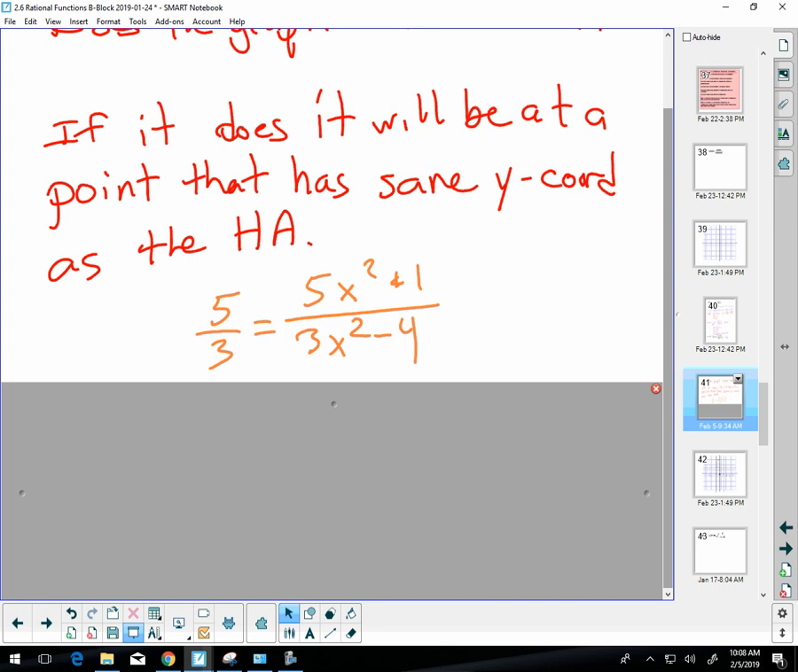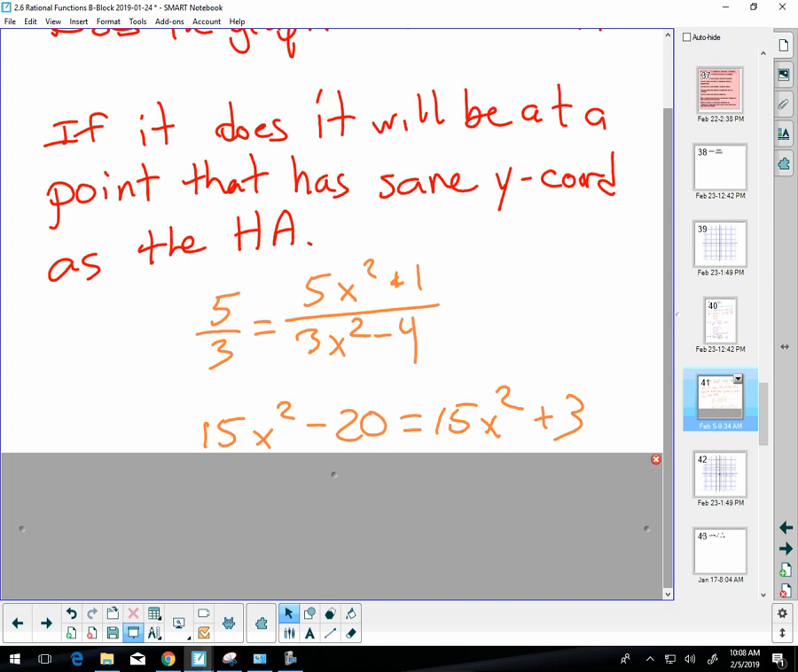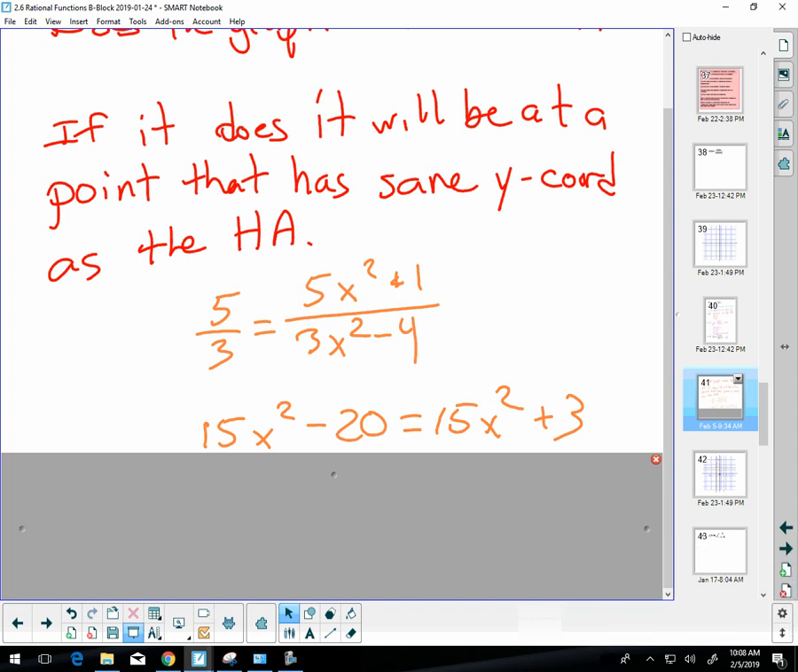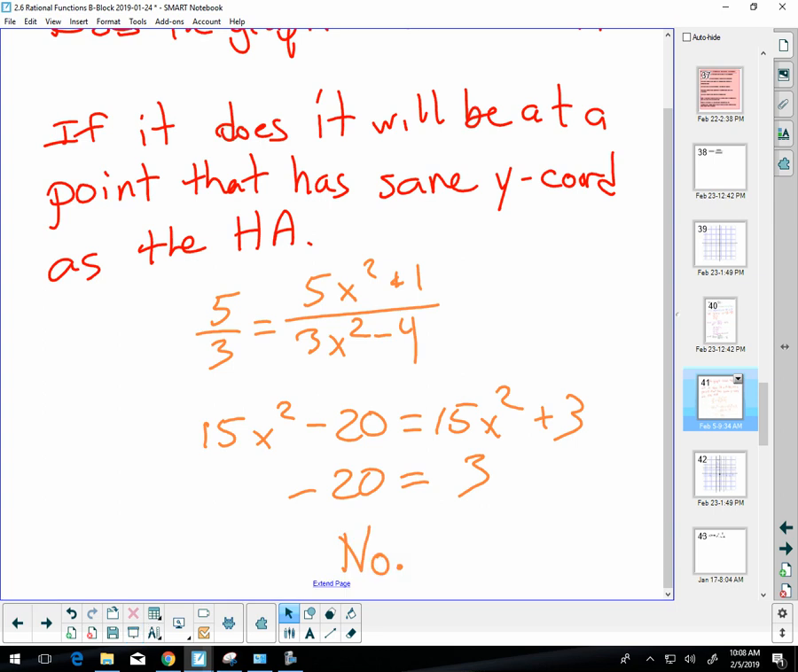If we get a number that makes sense, that will be the x-coordinate of our point of intersection with the asymptote. If we get something that doesn't make any sense, there won't be any crossing. So we had decided to use cross multiplication as our solving technique, and we got that 15x squared minus 20 equals 15x squared plus 3. When I do this and subtract 15x squared from both sides, we get that negative 20 equals 3. This is something that doesn't make any sense. So the implication here is that our graph is not going to cross the horizontal asymptote.